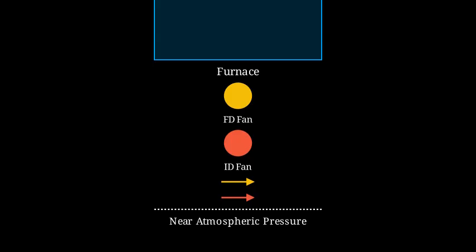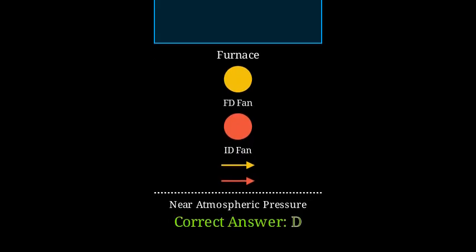option D says. Balanced draft means the forced draft fan and induced draft fan are working together to keep the furnace pressure close to the surrounding atmospheric pressure. Therefore, option D is the correct definition.